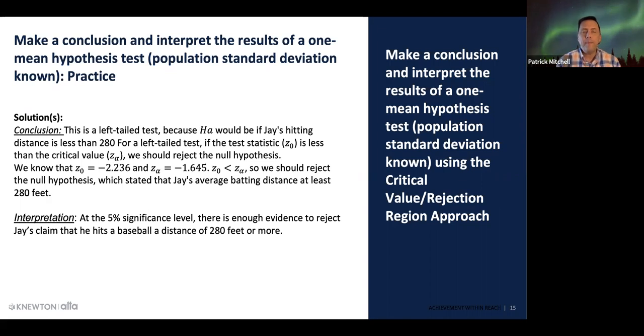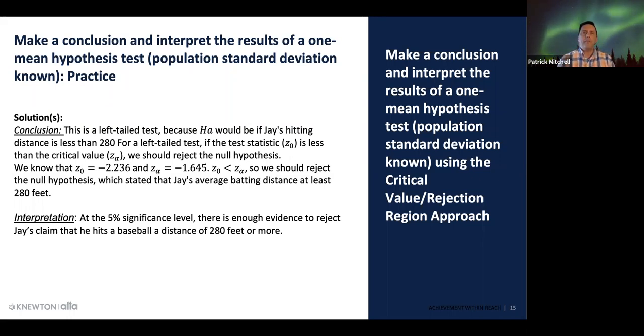Okay. The hypothesis was that J can hit a ball at least 280 feet, or that his average is at least 280 feet. So the interpretation, the good English sentence that you would write at the end of this problem, would say something like, at the 5% significance level, there is enough evidence to reject Jay's claim that he hits a baseball a distance of 280 feet or more.